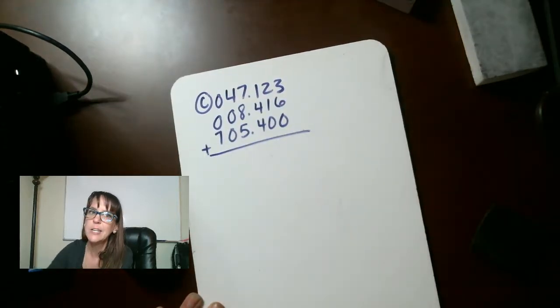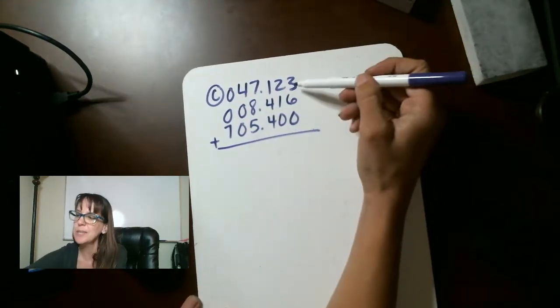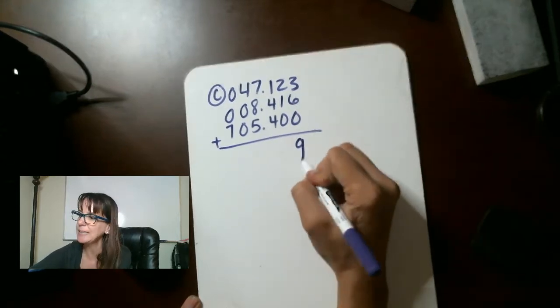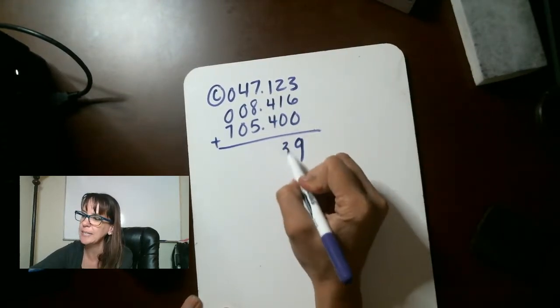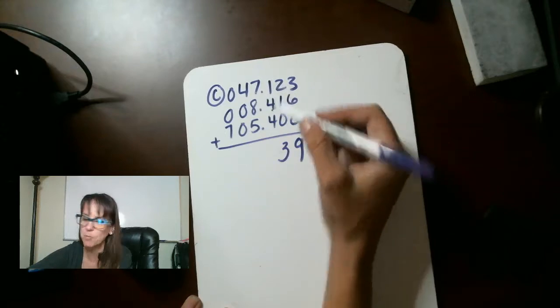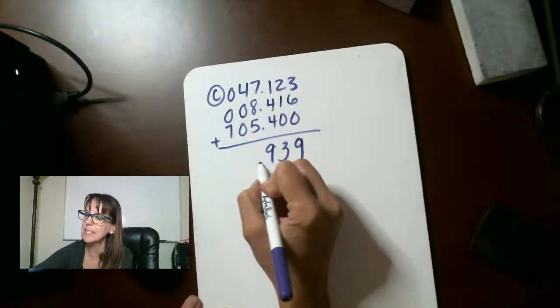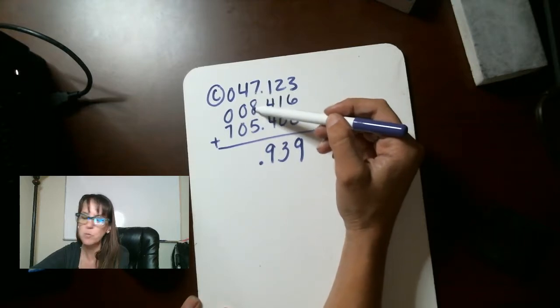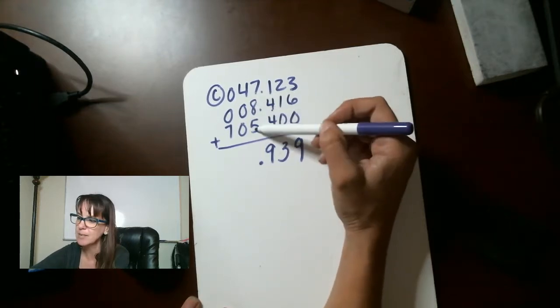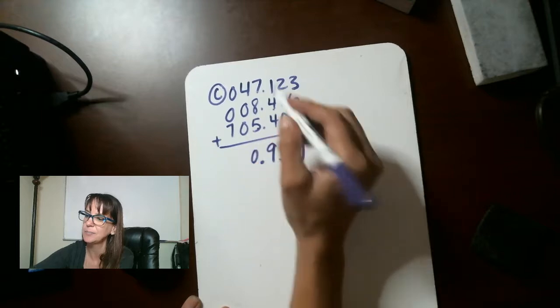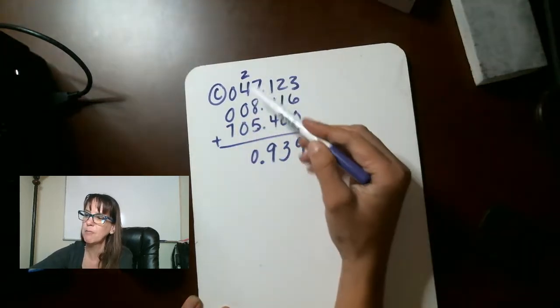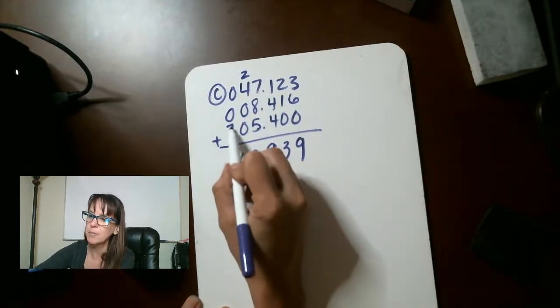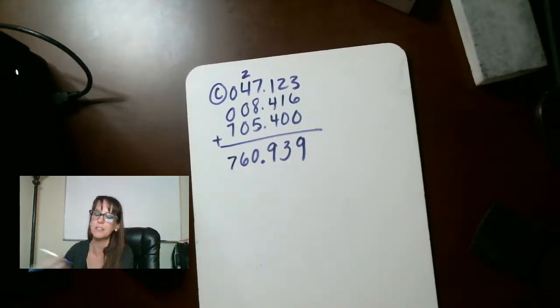All right, so on this guy, what we're gonna do is add this way. We get 9, 2 and 1 is 3, 4 and 4 is 8, plus 1 more is 9. Bring down that decimal that you've nicely lined up. 7 and 7 is 14, plus 1 more is 15, plus 5 is 20. 4 and 2 is 6, and then we bring down our 7. So there's your answer.